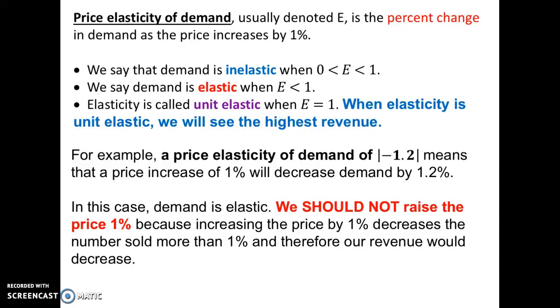But what about something like this? For example, a price elasticity of demand of negative 1.2, or the absolute value, which means that the price increase of 1% will decrease my demand by 1.2%. So I'm increasing my price 1%, but my demand is now decreasing by more than 1%. So in this case, we should not raise our price by 1% because increasing the price by 1% will decrease the number sold by more than 1%, and therefore our revenue would decrease.